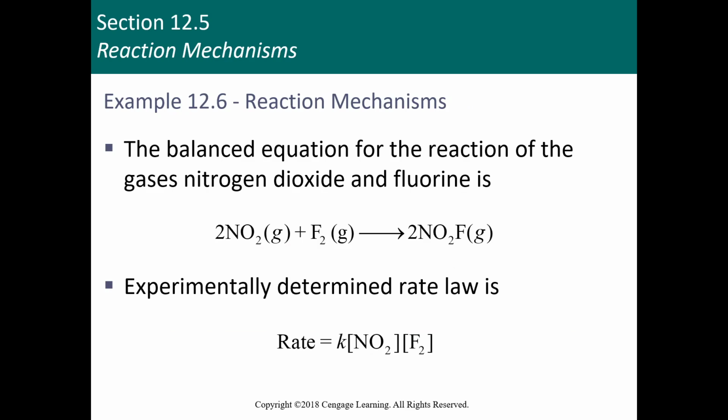So the balanced equation for the reaction of gaseous nitrogen dioxide and fluorine would be so. Right here we see this reaction. It produces this product right here. So if we determine the experimental rate law, that would be the rate equals k, the rate constant, times this concentration right here, times the concentration of fluorine. Notice again, these coefficients have nothing to do with the orders. Please do not get that confused. So these orders are first order with respect to this, first order with respect to this.